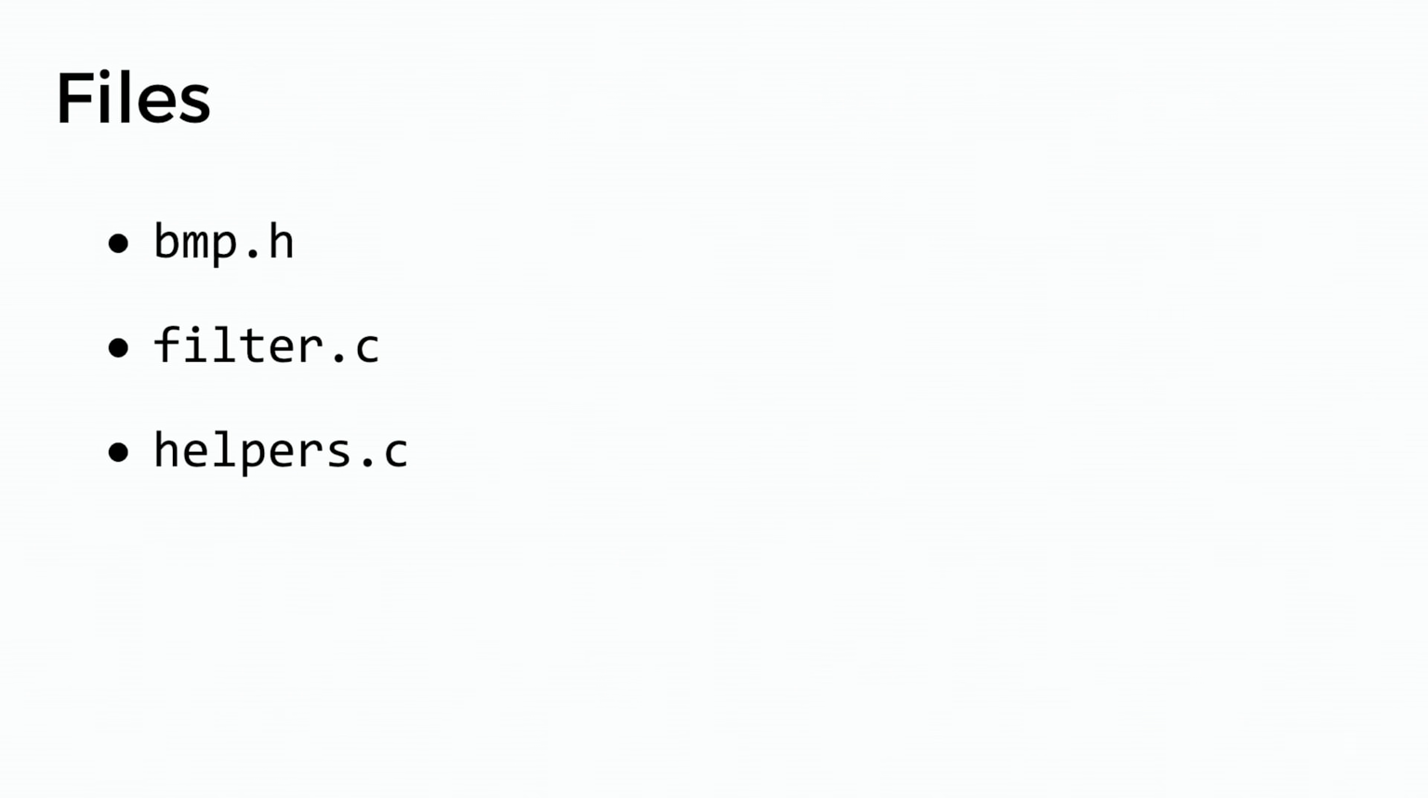Helpers.c is the file that actually contains all of the functions that are going to implement each of the filters for this assignment: blur, reflection, sepia, grayscale.